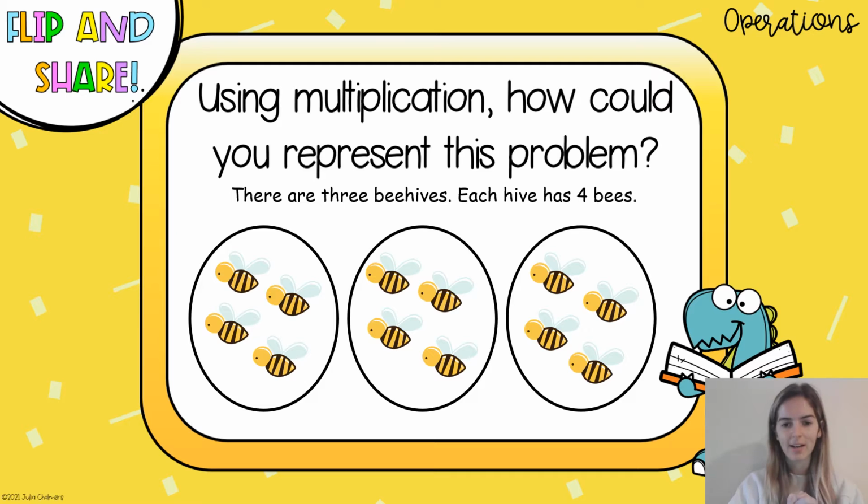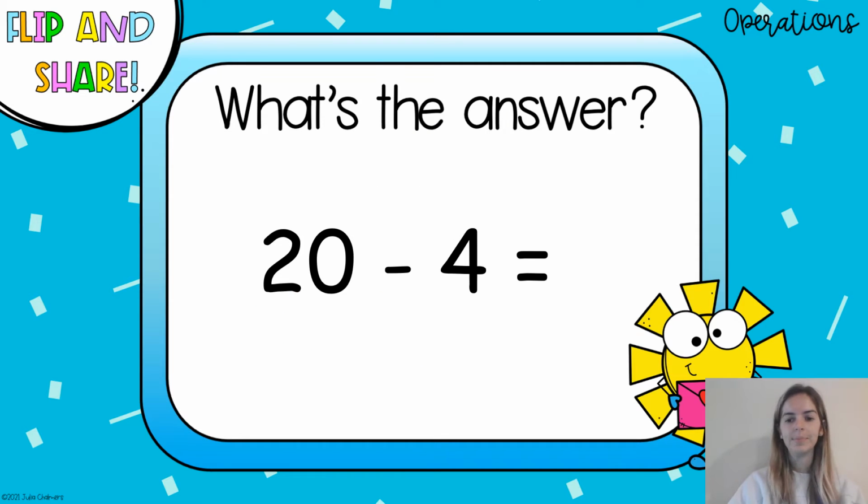Now let's look at it further. Let's solve the problem. What is 3 groups of 4? And we know that groups of is just like repeated addition. So let's add all of our bees together. Can you count with me? Let's go. 1, 2, 3, 4, 5, 6, 7, 8, 9, 10, 11, 12. So 3 groups of 4 is 12. Well done, everyone.